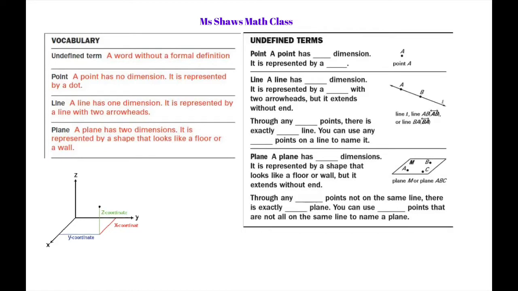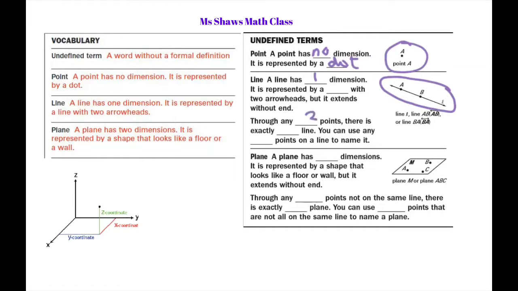A point has no dimension, and it's represented by a dot. So there's a picture of that. A line has two dimensions, and it's represented by two arrowheads like this. So you just draw the arrowheads. A plane has two dimensions. No, a line has one dimension, sorry. A line has one dimension, and it's represented by a line with two arrowheads. We went over that.